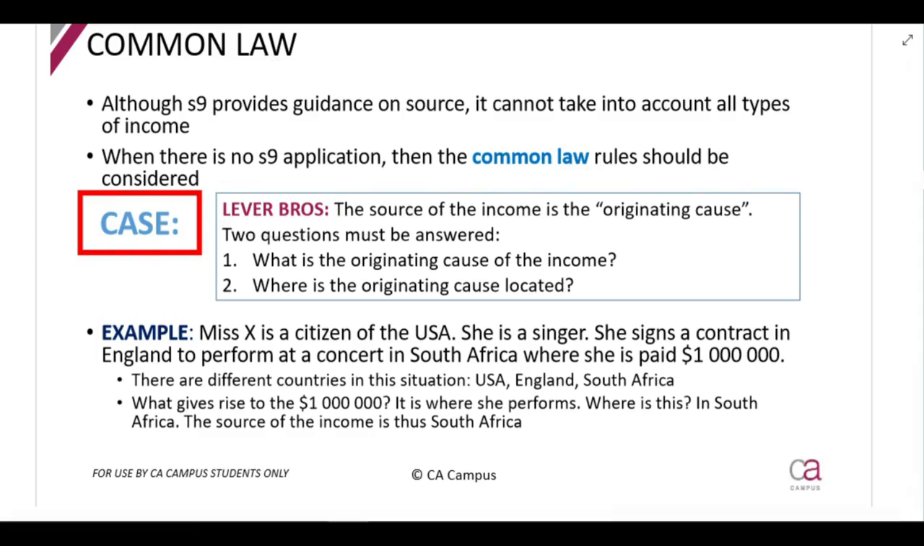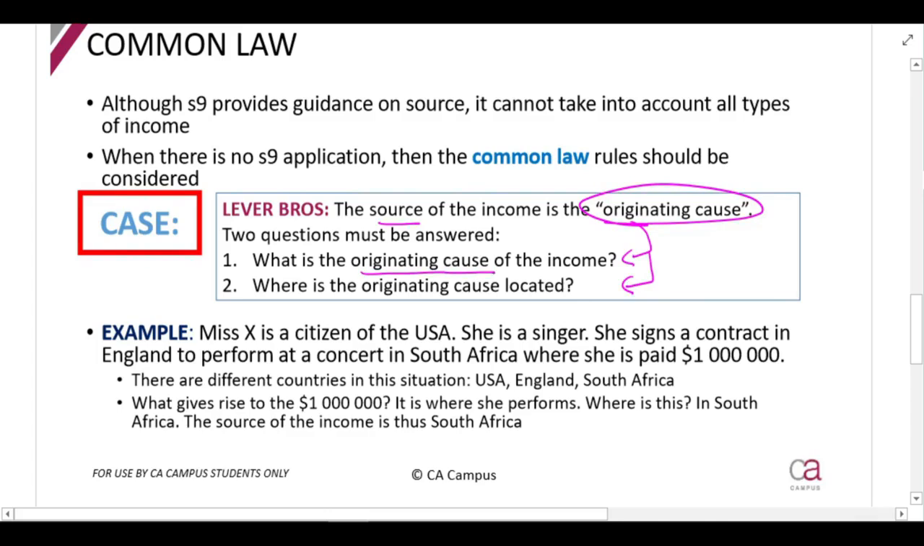that told us how we determine the source of income. Now again, guys, the name of the case is not as important as the principle. The principle says the source of the income is the originating cause. So how do we know what the originating cause is? We have to ask these two questions. First question is, what is the originating cause of the income, and where is that originating cause located?